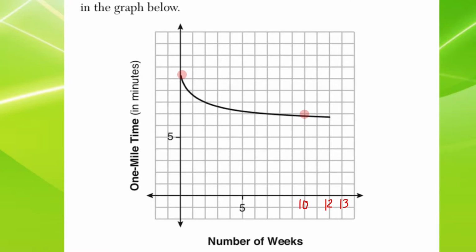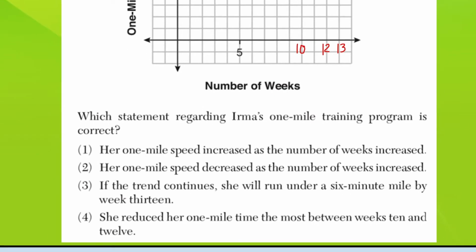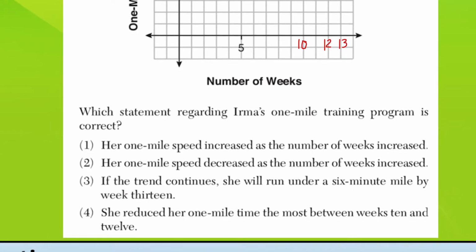weeks increases. But if the time it takes someone to run a mile is decreasing, that means that they're going faster. Their speed is actually increasing, right? The faster you run, the faster you're going to do a mile, right? So statement number 1 is actually the correct one. Her speed is increasing as the number of weeks increase because it's taking her less time to run the mile. So obviously option number 2 is incorrect.